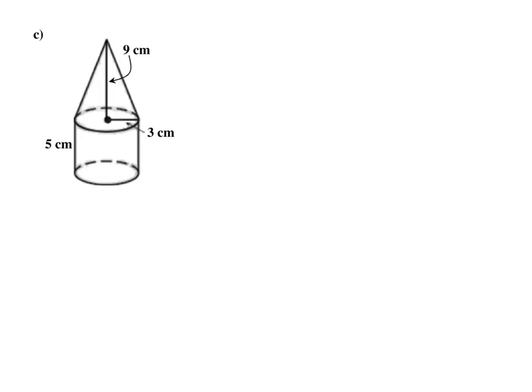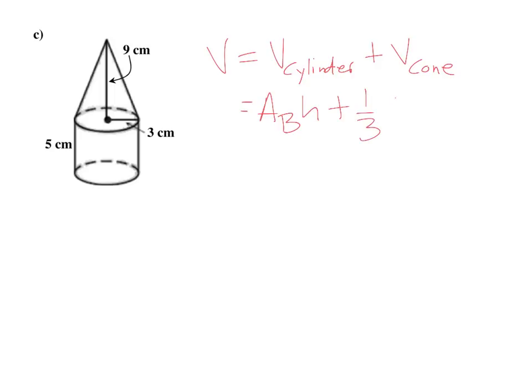Last example. All right, I have the volume of a cylinder plus the volume of a cone. So the volume of a cylinder is area base times the height plus the volume of a cone, 1/3 area of base times the height. So I have area of the base, which is pi r squared. What's r for the cylinder? 3. So 3 squared times its height. The height of the cylinder is 5.